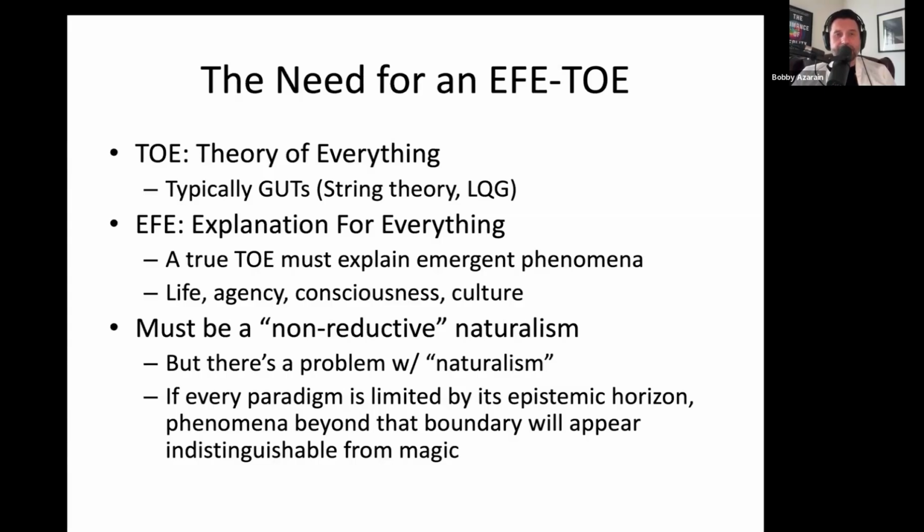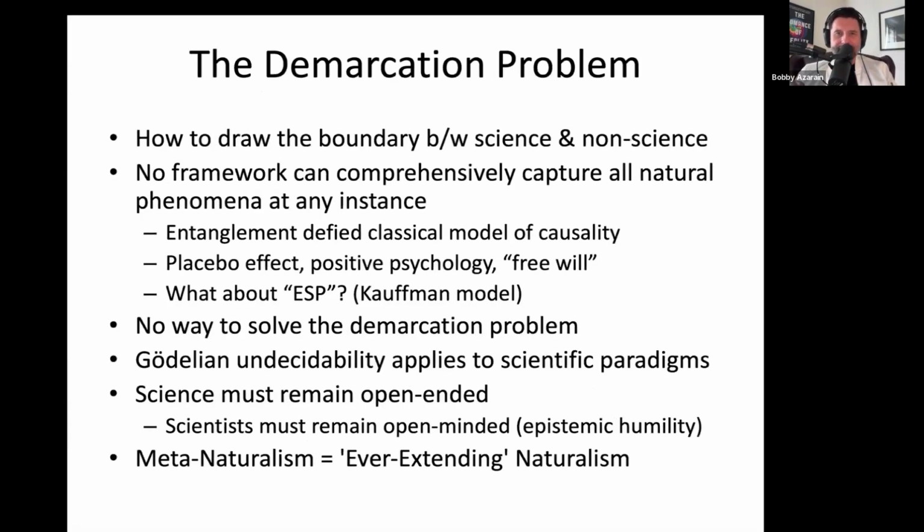So I think a TOE, a true TOE, needs to be an EFE, an explanation for everything. So it has to explain all these emergent phenomena. And so it must be non-reductive. And yeah, we talked about that. So it needs to be a theory of everything that somehow ties consciousness to quantum mechanics, general relativity, thermodynamics, all that stuff.